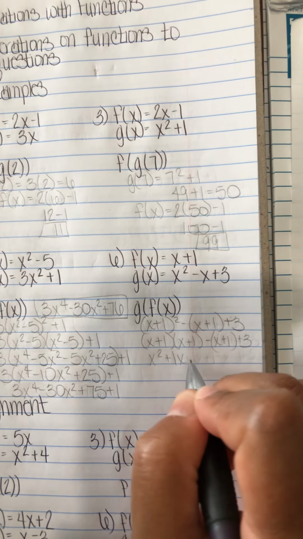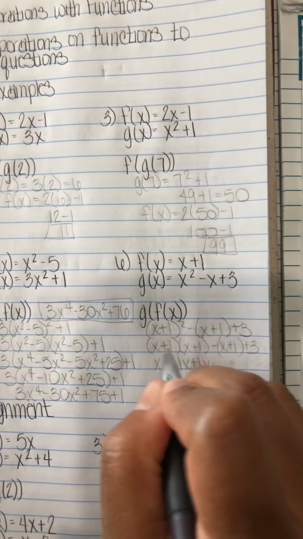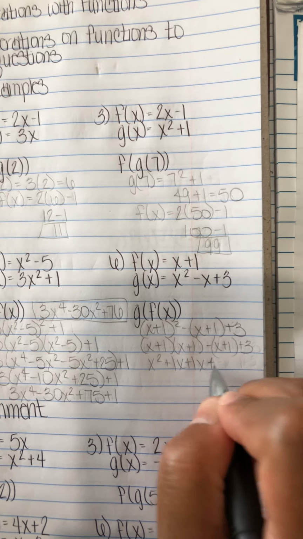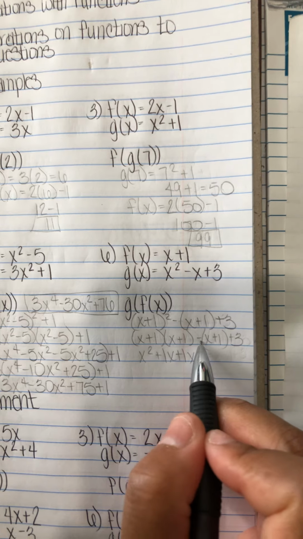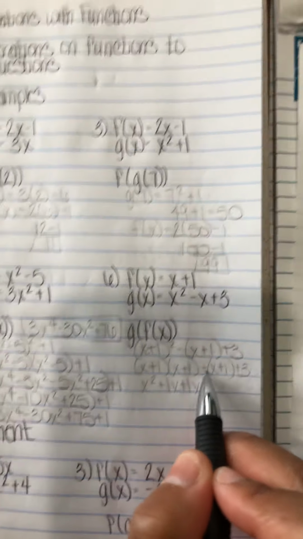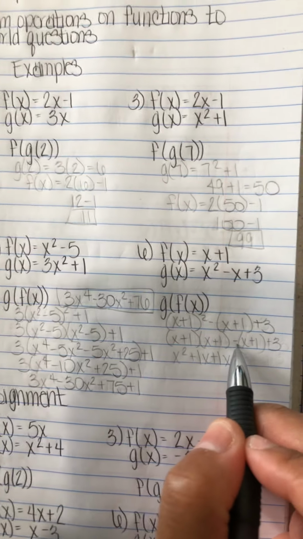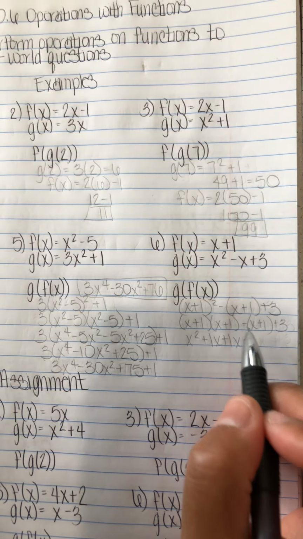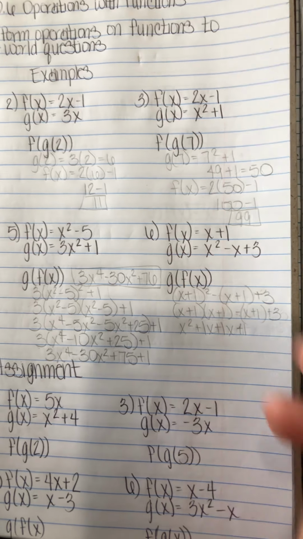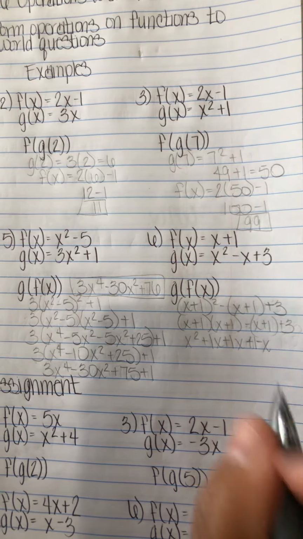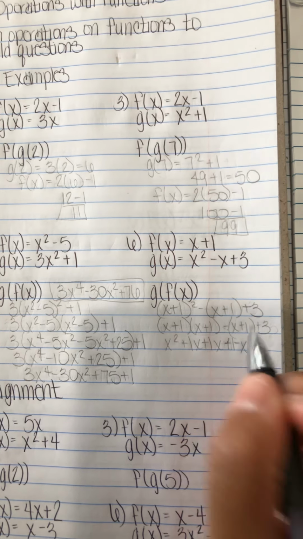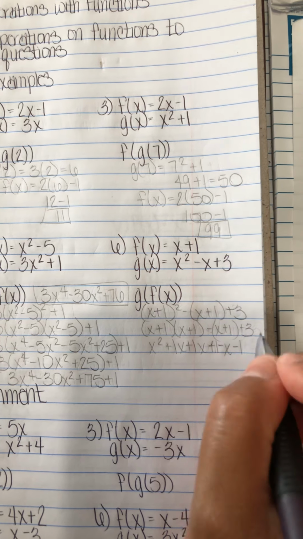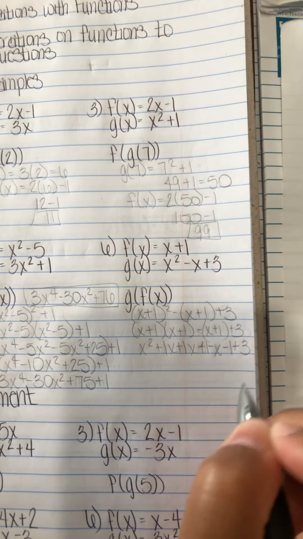1 times x again gives me 1x. And 1 times 1 gives me 1. Now, keep in mind, whenever you have a number outside of the parenthesis that you do not see, that means it's 1. So technically, there's a negative 1 in front of here. So negative 1 times x gives me negative x. Negative 1 times 1 gives me negative 1. And then, of course, we have that plus 3.